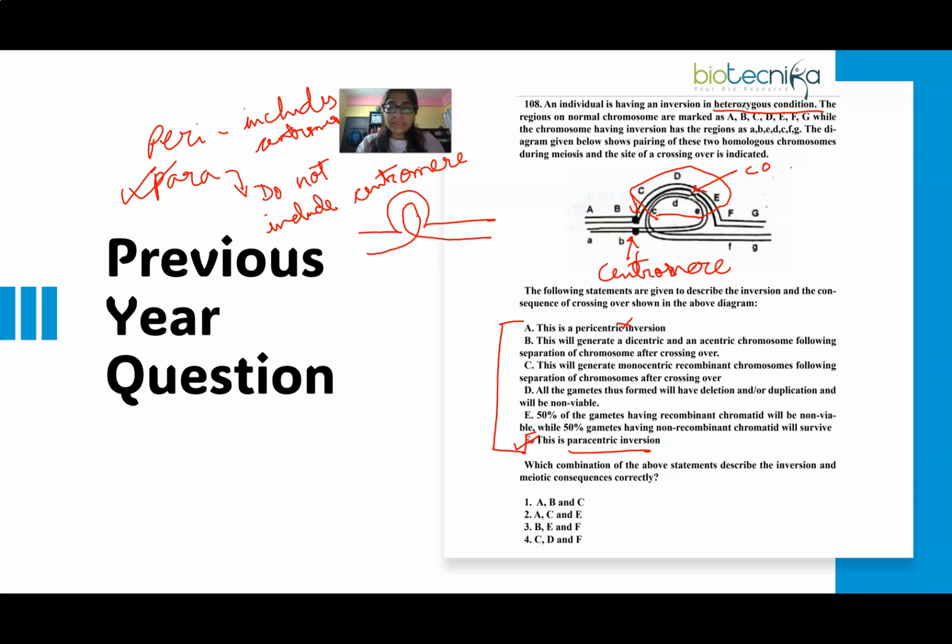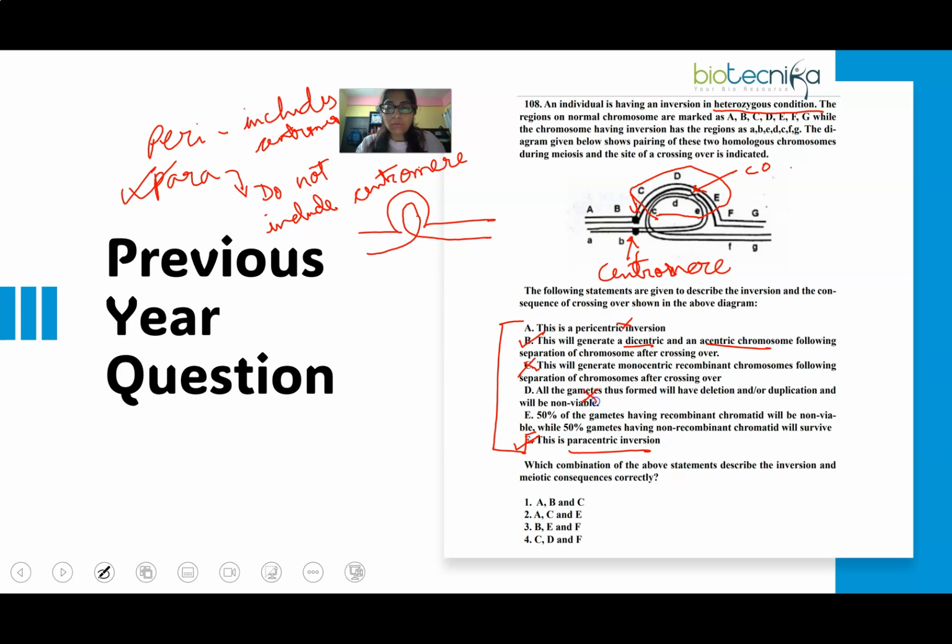Okay, so it is a paracentric inversion, that is correct. Now B says that it will generate dicentric and acentric chromosome following separation. That is also true. C is wrong because it will not generate monocentric recombinant chromosome. D says that all the gametes thus formed will have deletion or duplication and will be non-viable.